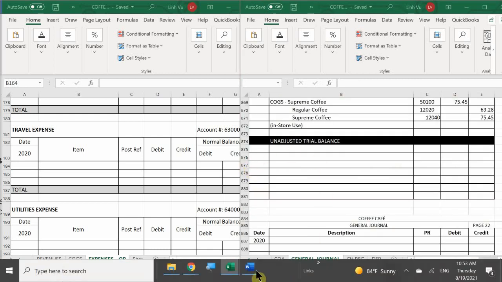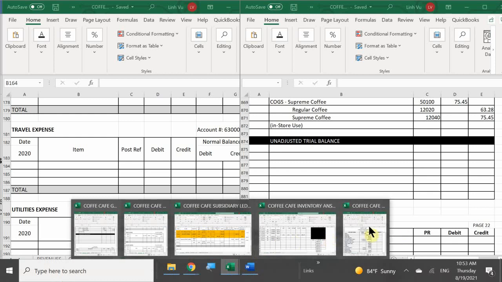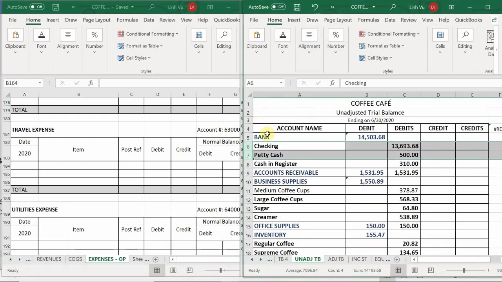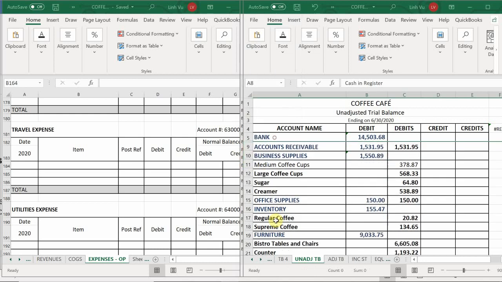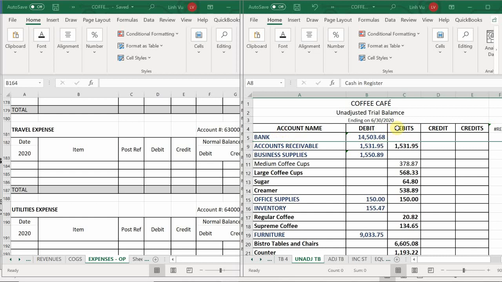Oops, I hit the wrong one. Sorry, let me go back to that. Okay, so they can click on checking, they can click on petty cash, and, hold on, I can't click it for some reason. So they click cash register, petty cash, and checking here, and they can right click and hide it. So then all they see is just their main account.